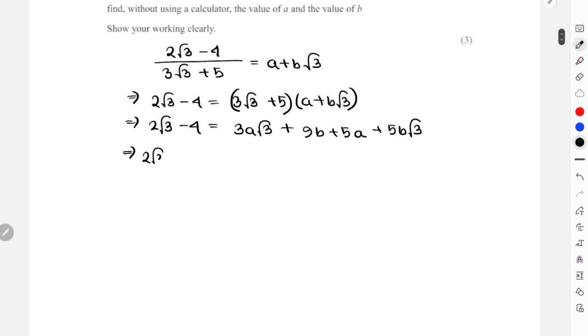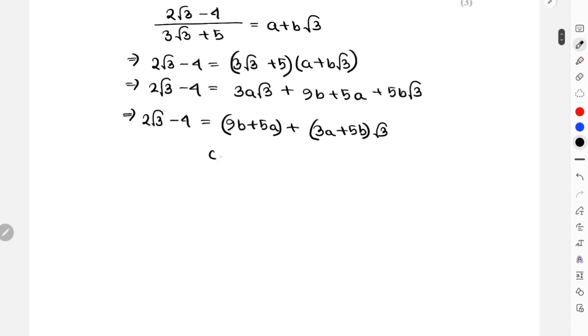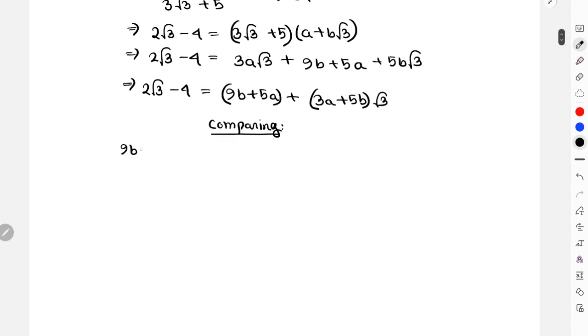Finally you have 2 root 3 minus 4. You just take all the alphabets together and root 3 components together. So you have 9b plus 5a, and then 3a plus 5b root 3. Obviously by comparing, you get the values for a and b. That is 9b plus 5a equals to 2 root 3, which makes, I'll just keep the answer like this. And then again for the next portion you have 3a plus 5b.